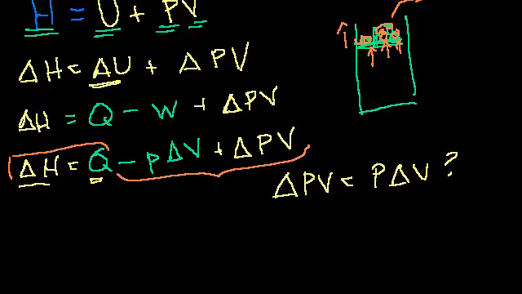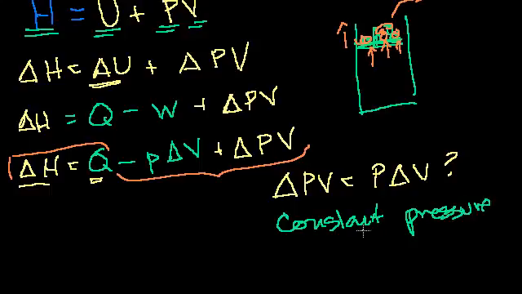If pressure is constant. Constant pressure. Now, why is that? Let's just think about it mathematically. If this is a constant, then 5 times the change in something is the same thing as a change in 5 times that thing. So it just mathematically works out.